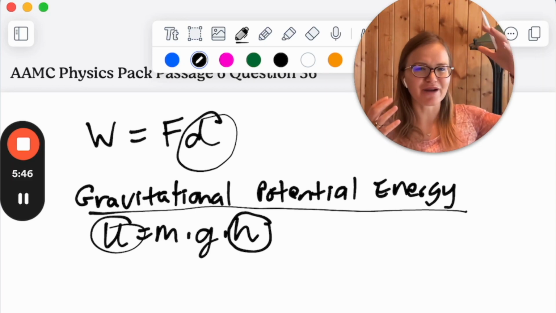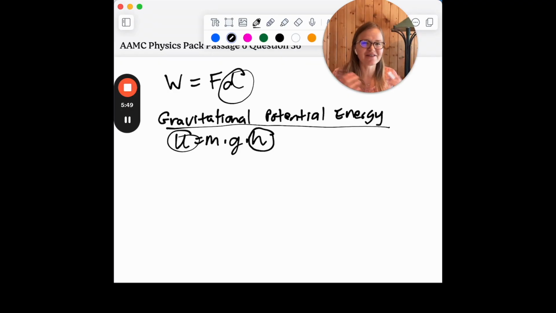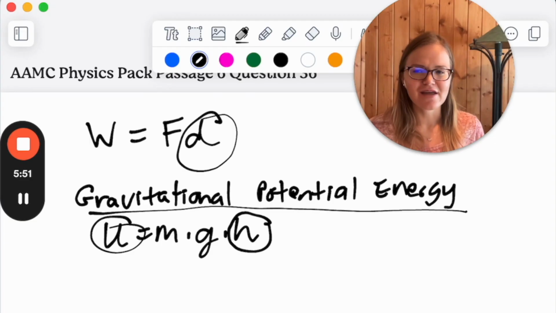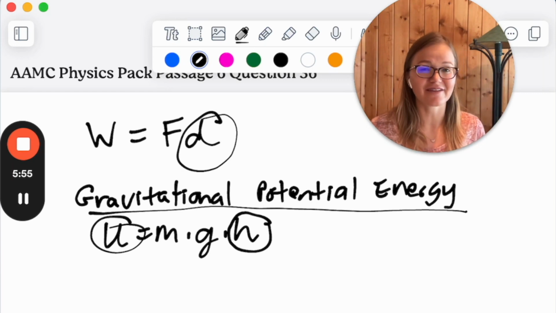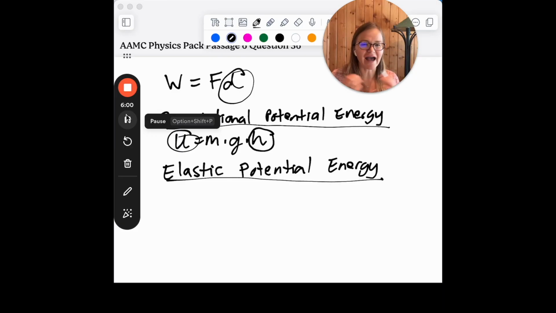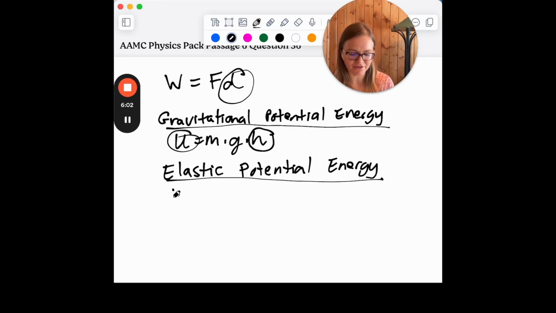So the higher we raise a mass against the force of gravity, the greater potential energy we're going to get. Now, the other type of potential energy that students tend to be more familiar with is that of elastic energy, or the energy of a spring. So our equation for elastic potential energy is just going to be U equals 1/2 kx squared.